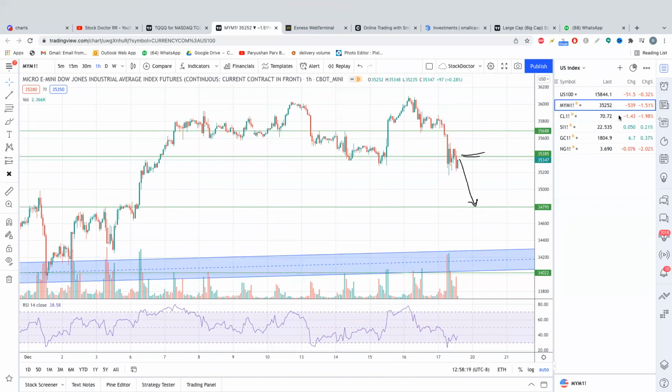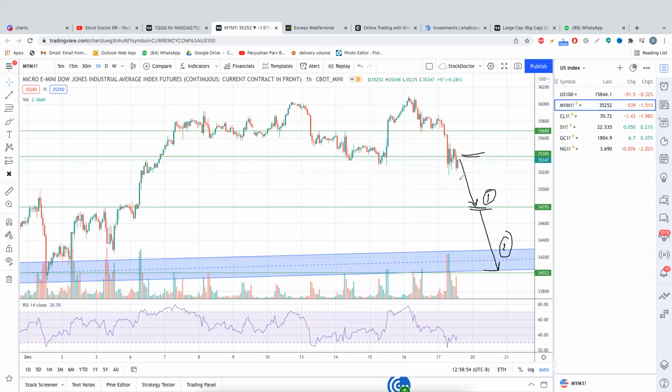That's almost 2%. If it will not hold 34,800, then it might come back to the 34,000 range, where we have the long term trend line support. If it comes here, then this is the best place where we can initiate some longs. We can initiate some longs here also, right? Longs means we can create a buy position here and some at this point.